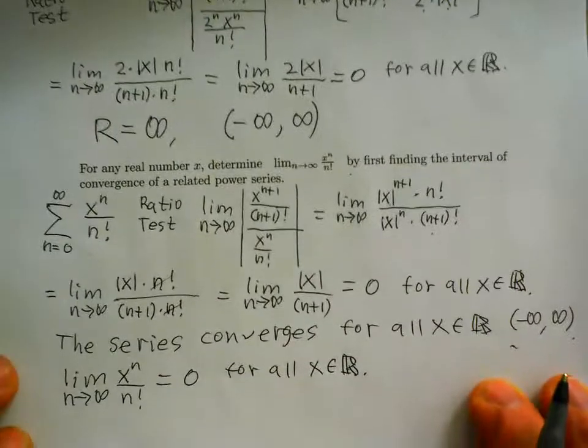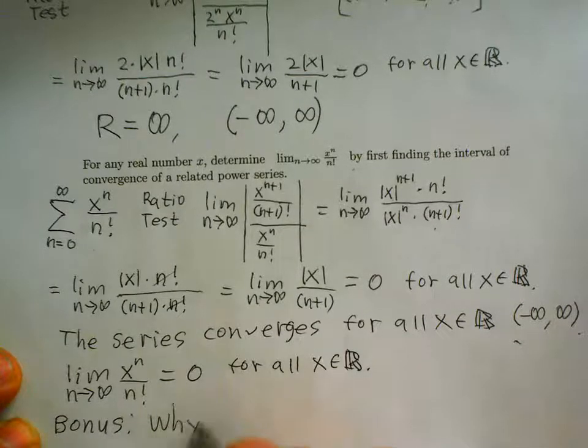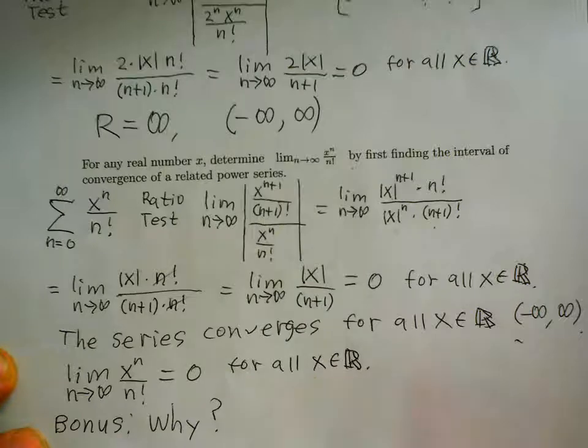So bonus points. Why can we say that? I'll give you 10 or 15 seconds to answer. So how do we know that this limit is equal to 0 for all real numbers x based upon what we did before that?